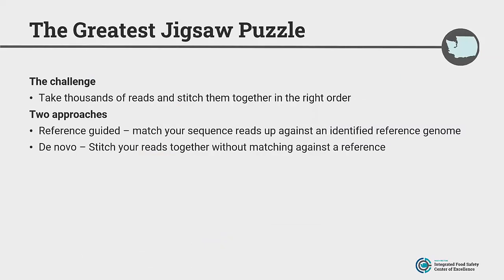So the challenge is to take those bits, short sequences of DNA that I showed you are called reads. The instrument will spit out thousands and thousands of these short reads, and those then need to be stitched together in the right order to build your genome sequence. So there's two approaches to doing this. One is called reference guided, where you match all of your short little sequence reads up against an identified reference genome, and de novo, where you stitch them together. So you're doing the puzzle without matching against a reference.